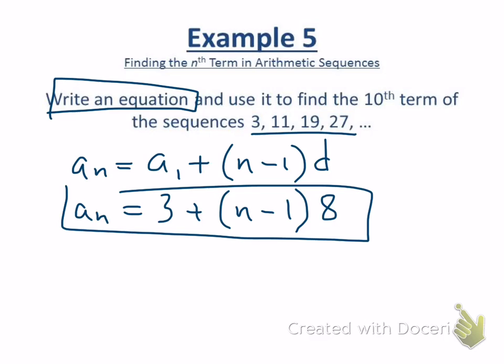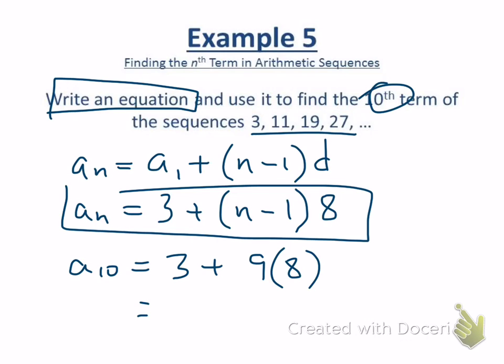Now I want to use that equation to find the 10th term. A sub 10 equals 3 plus 9 times 8. That's 75. So A sub 10 is 75.